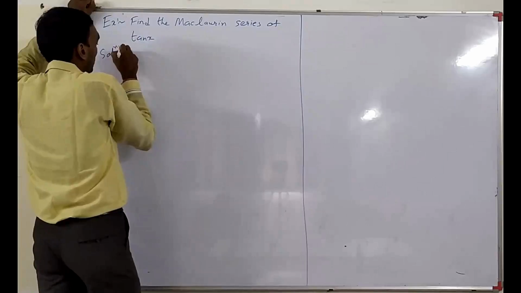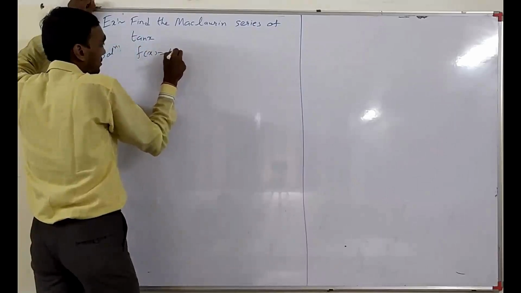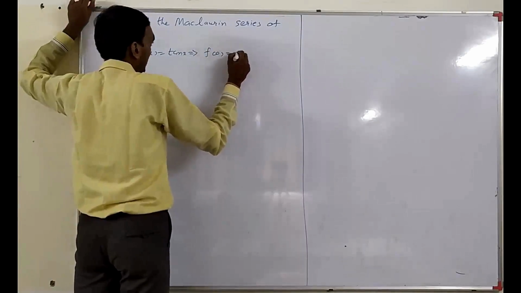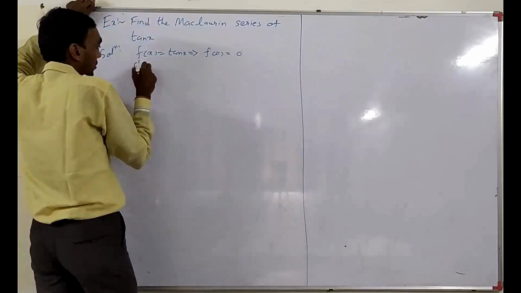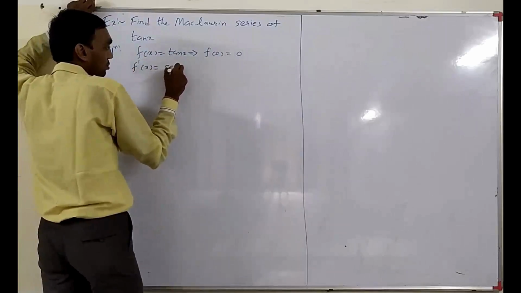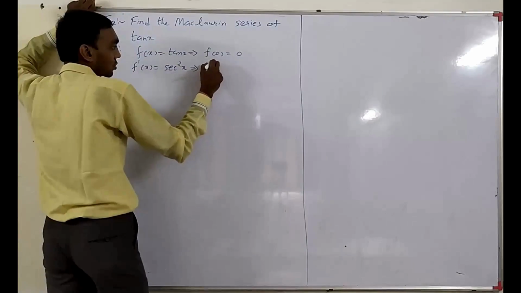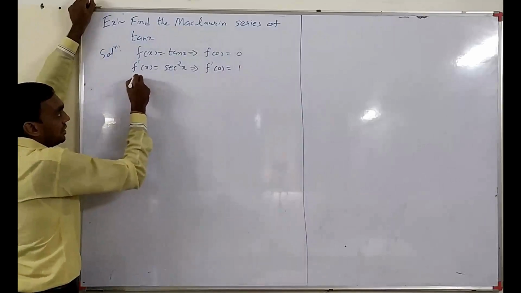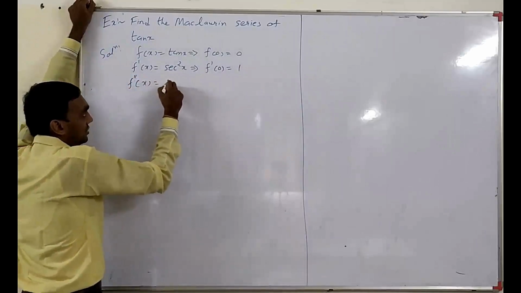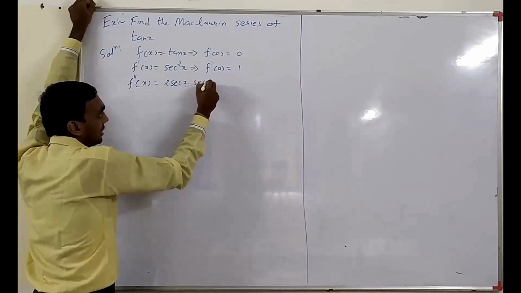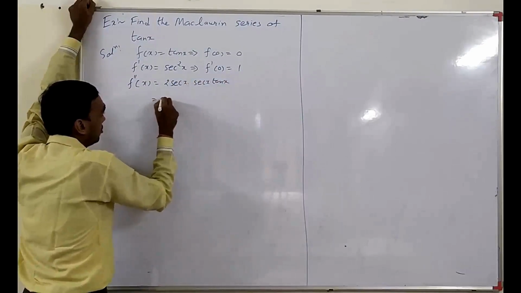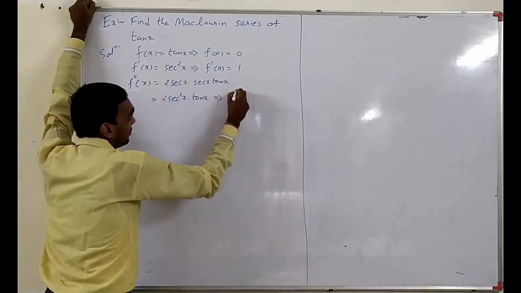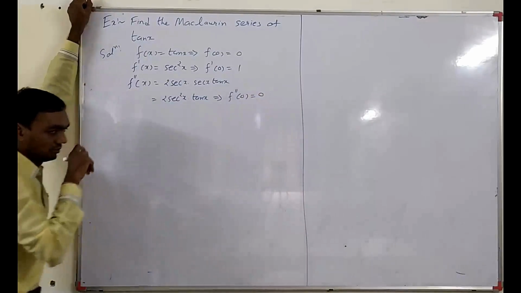So for the solution, f(x) is equal to tan x, and that implies f(0) is equal to 0. Now f'(x), tan x has a derivative sec square x. So f'(0) has a value 1. Now differentiating again, f''(x), sec square has a derivative 2 sec x into sec x tan x, and that will be 2 sec square x into tan x. And therefore f''(0) has a value 0.